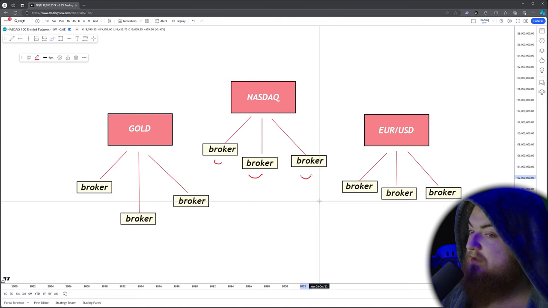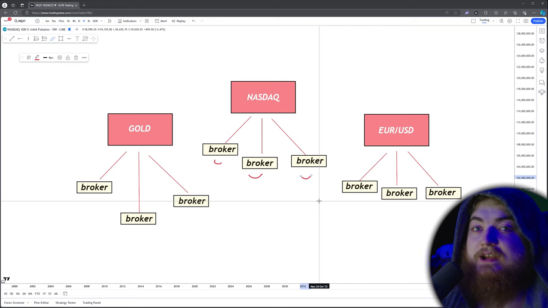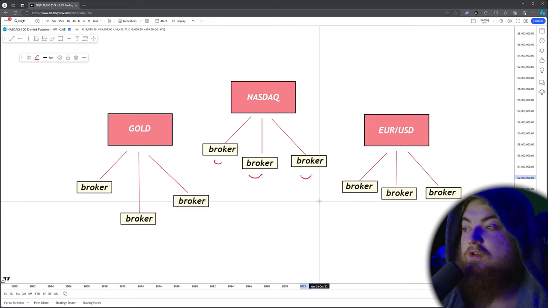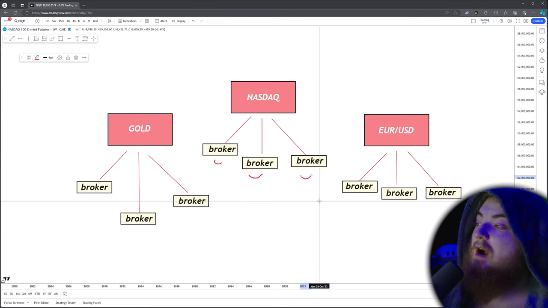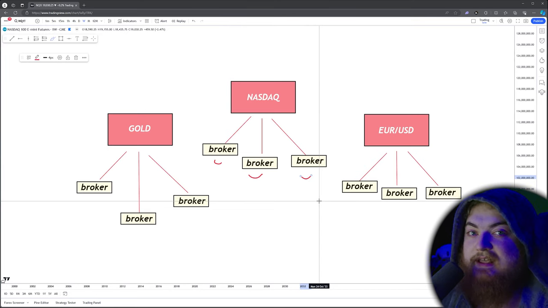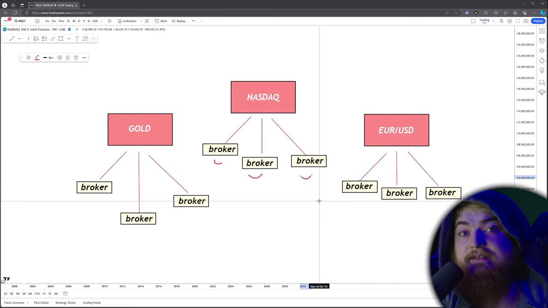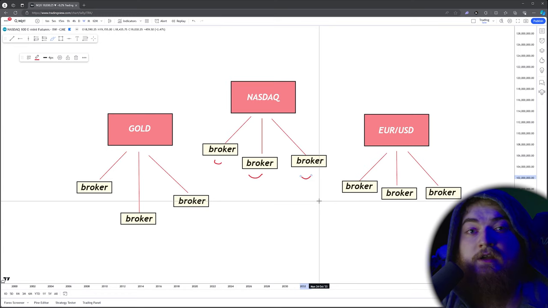But if you're doing technical analysis on a chart whose price feed and whose data feed is not right, then your technical analysis is overall going to be wrong. It's not going to be correct at all because you're not seeing the right price action. And technical analysis is a function of price action. You apply your technical analysis to price action. So if your price action is wrong, your technical analysis is going to be wrong.